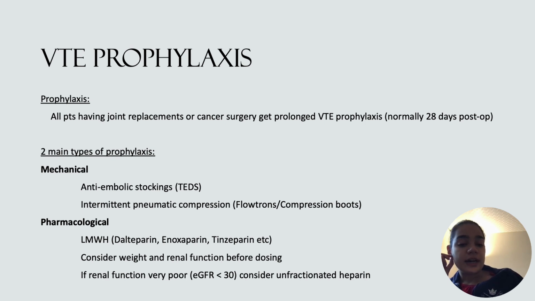If the renal function is very poor, so an eGFR of less than 30, consider using unfractionated heparin, and also really consider the weight of the patient before dosing. So especially if patients are overweight, they may need twice a day, so BD tinzaparin, and that's really important so you are properly anticoagulating your patients, not undercoagulating them because of their weight.